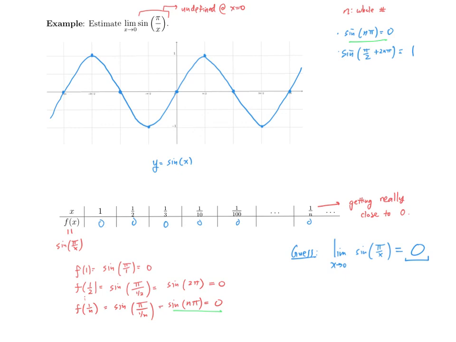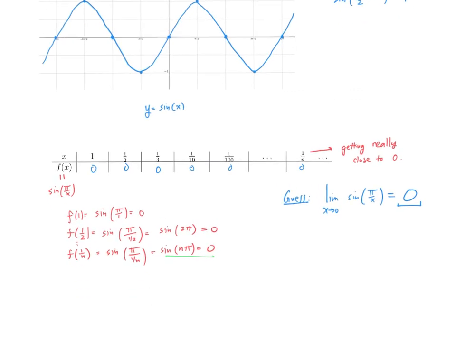And what we are hoping to illustrate in this example is just the limitations of trying to evaluate a limit by just making a table of values. It can be misleading as it is in this example. So I'm going to put a little line through this, and I'm just going to note that it turns out the limit as x approaches 0 of sine of pi over x actually does not exist.